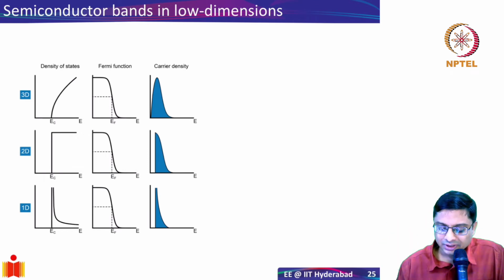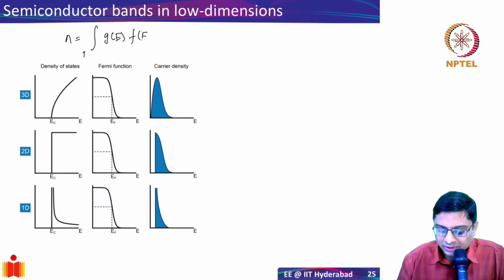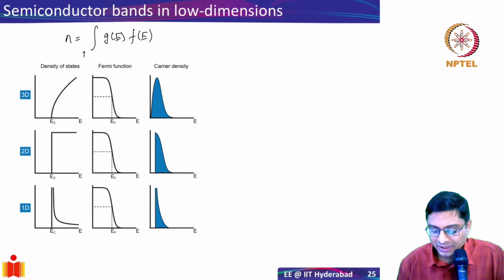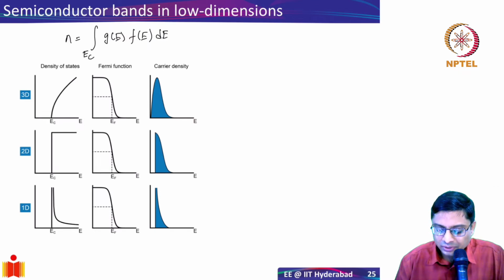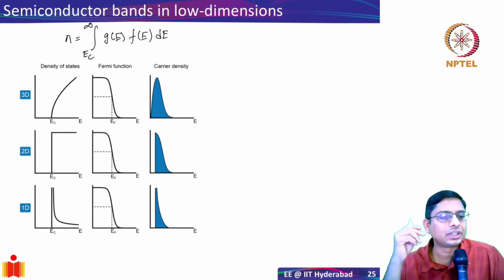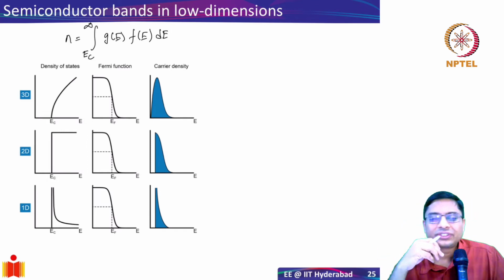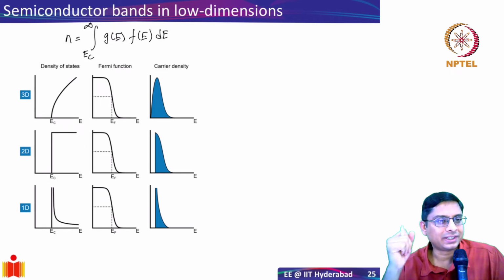So what happens is, if you have a regular semiconductor, the carrier density is simply going to be the integral of the density of states and the Fermi function, the occupation probability given by Fermi, and then dE. And this I can integrate from, let's say, band edge EC to infinity. Okay. So this tells me what is the total number of carriers.